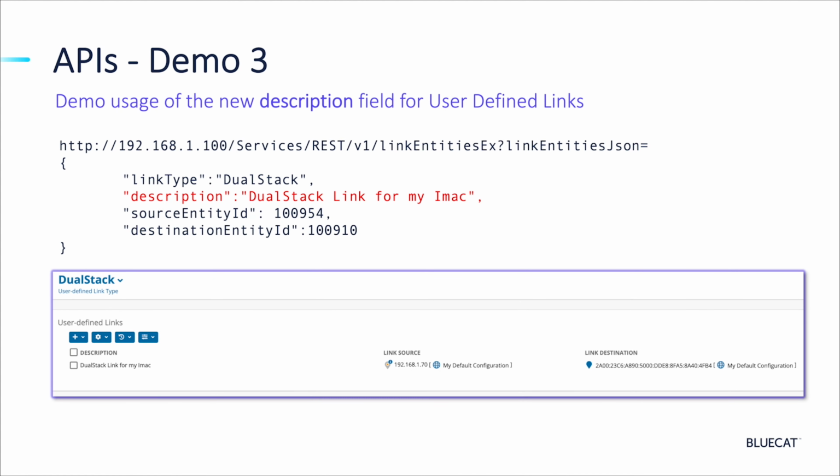Likewise, the LinkedEntities API call, used for defining which objects are linked under a specific UDL type definition, has also been enhanced in Integrity 9.4. We've added the same ability to pass in an optional description field. Again, this field supports human and machine-readable data of up to 512 characters.